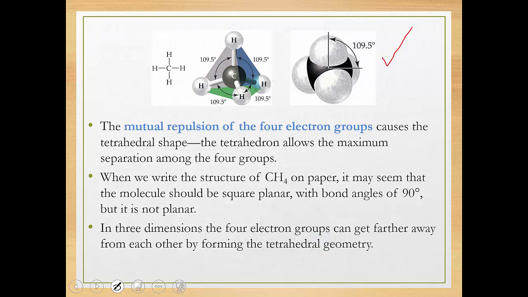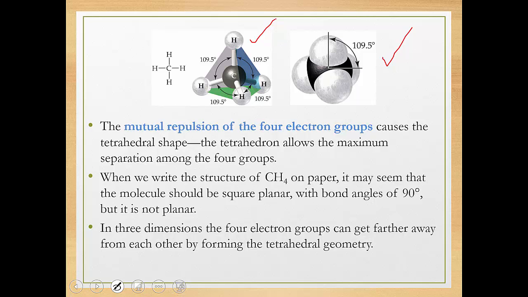You can see it. So you can see with the space-filling model, that's more realistic of the overlap of the electron orbitals, what you would really, quote, see if you could see the molecule. But you can see that in the ball and stick model, it is much easier to clarify that structure and to see what's going on there. All right, so what's happening is you've got the mutual repulsion of all 4 electron groups that's causing this shape. It allows maximum separation of the groups. They're pushed as far away from each other as they can get.